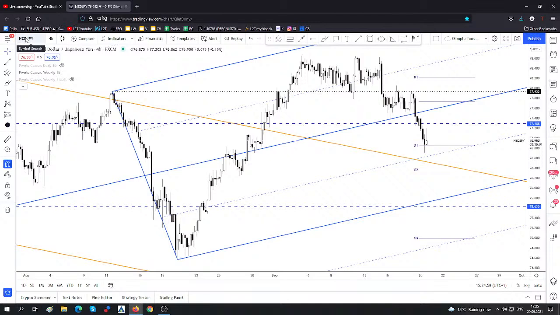Okay, New Zealand dollar versus the Japanese yen, sell off as well. And I'll wait for something here, but the pressure is high here on this pair, as long as it stays below this immediate downtrend line. So I don't have something right now.